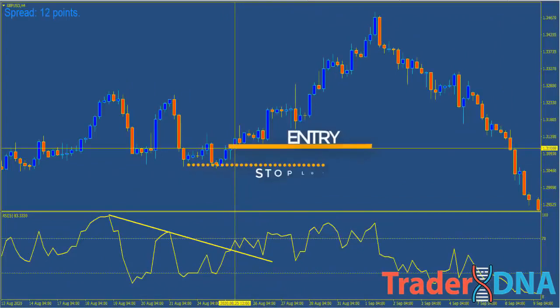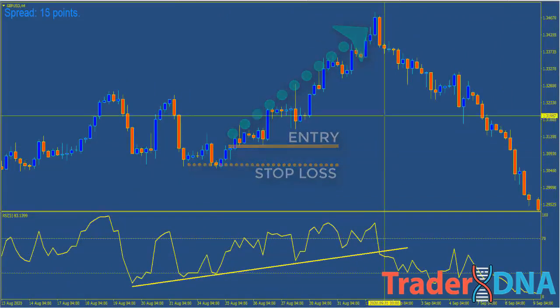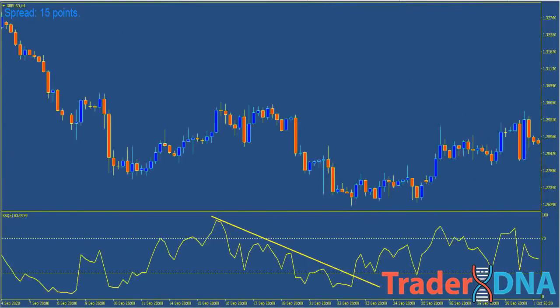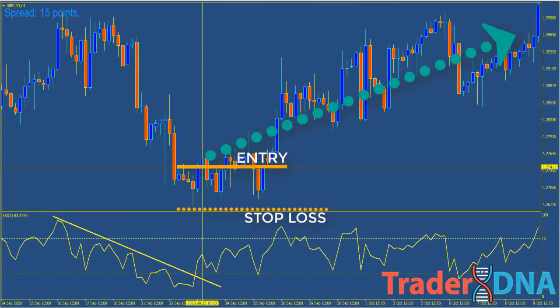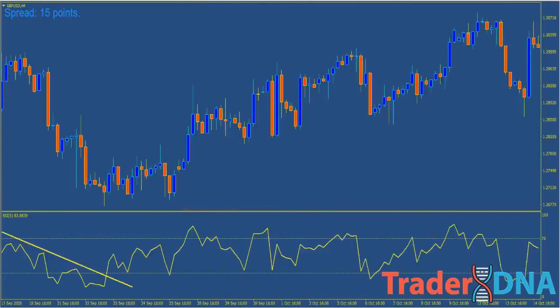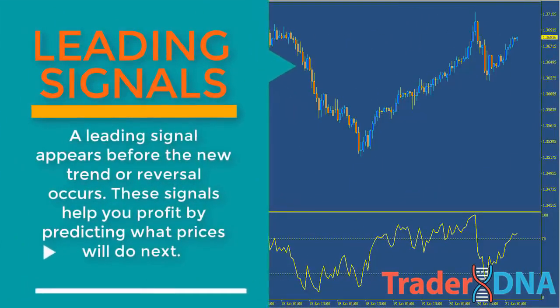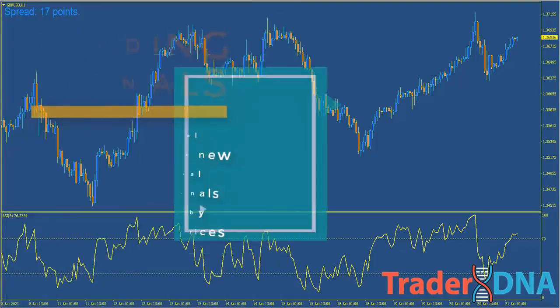The breaking of an RSI trend line usually precedes the break of a trend line on the price chart, providing an advance warning of a reversal. Therefore, recognizing the break of the RSI trend line can be an important and profitable indicator that the price direction is about to change. This is a leading signal. A leading signal appears before the new trend or reversal occurs. These signals help you profit by predicting what prices will do next.